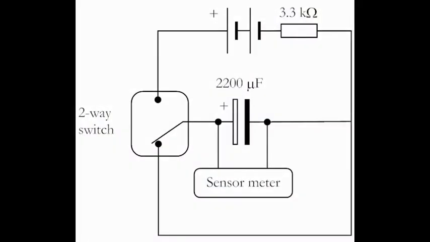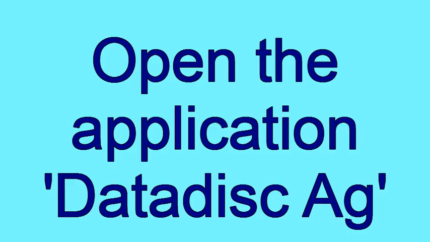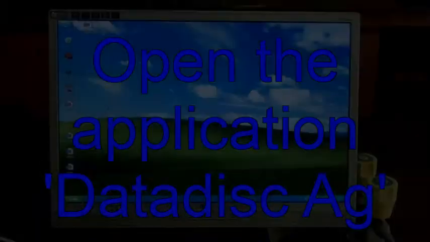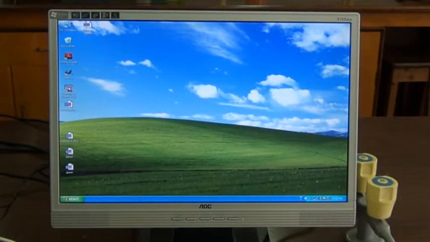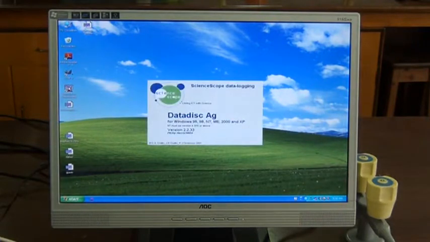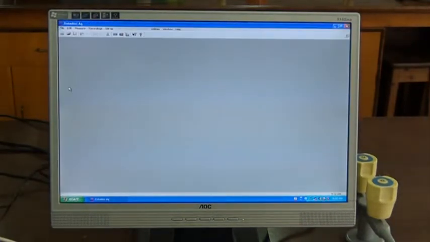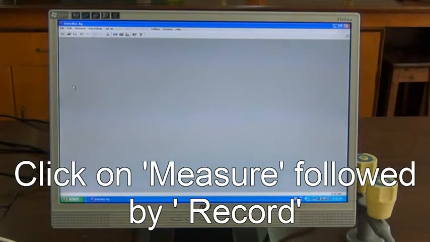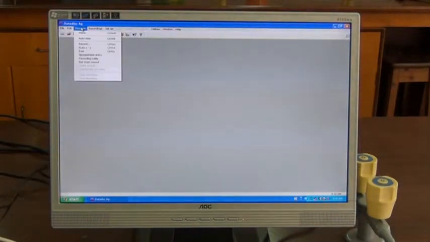This is the circuit diagram showing the connection of the capacitor, the two-way switch, and the supply. We start the experiment by opening the application on the computer. We click on the icon Data Disk AG. Then we click on Measure, followed by Record.